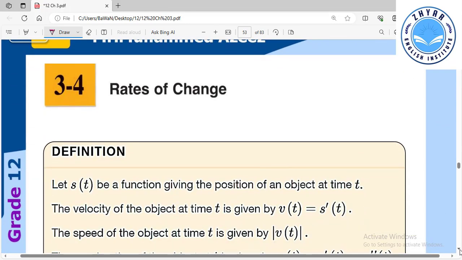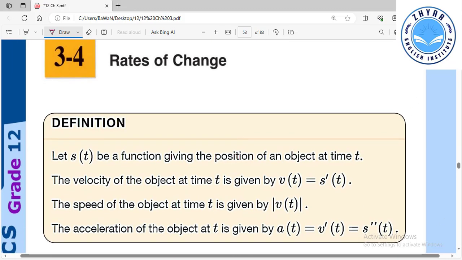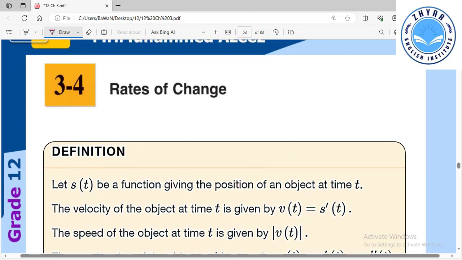Okay. Section 3.1 is complete, and previously we studied 3.2 and 3.3. Now we reached 3.4. This is the end of this lesson.